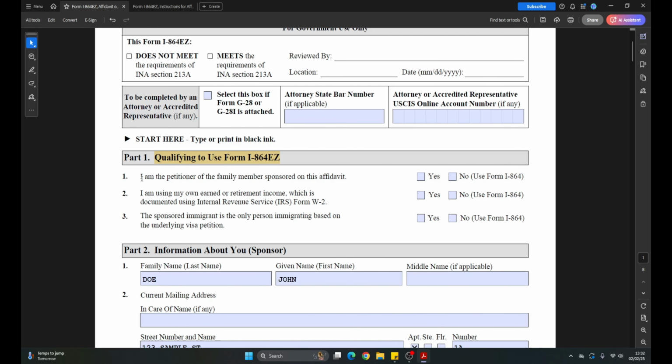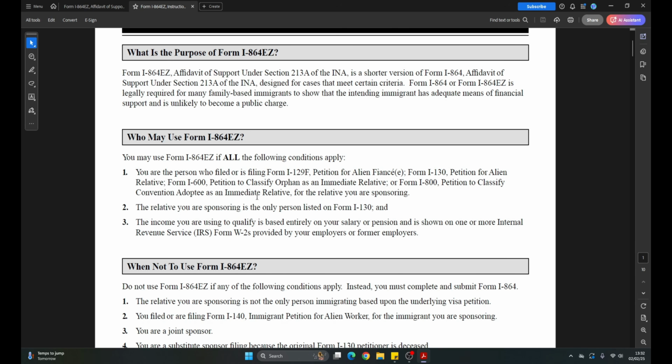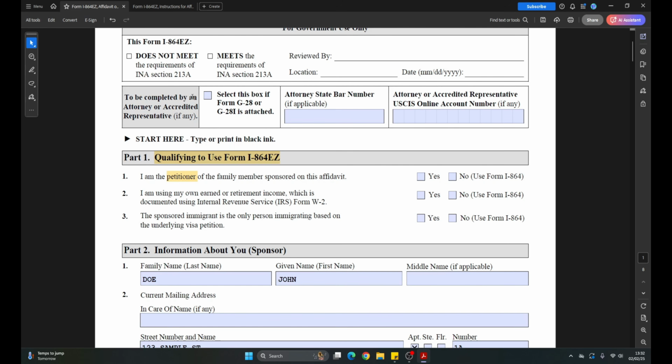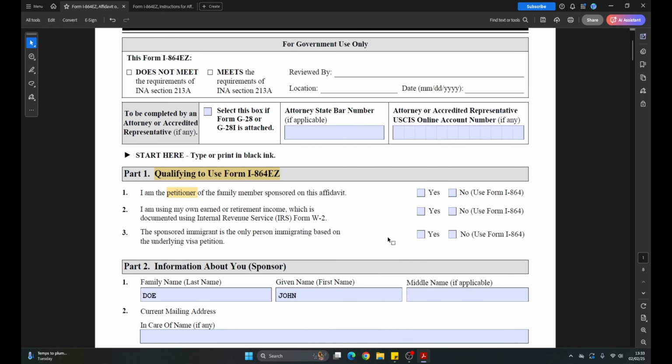So first of all, you have to be a petitioner for your relative if you have submitted the form I-129F for your fiance, if you file the form I-130 petition for alien relative, and these special categories as well. And you must be the petitioner. So you cannot use this form if you have a co-sponsor. So you must answer yes to this question.